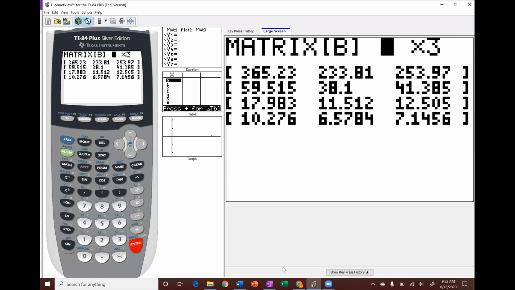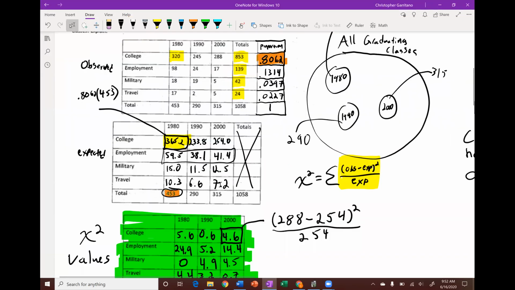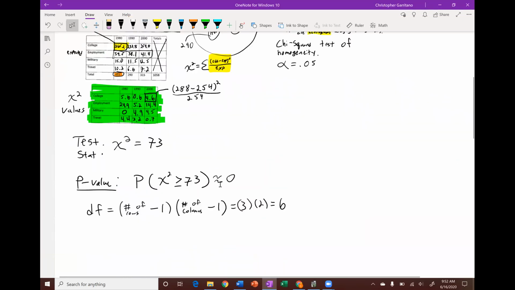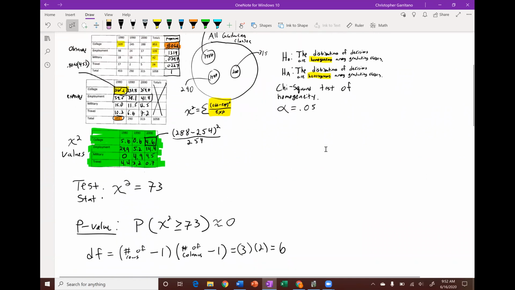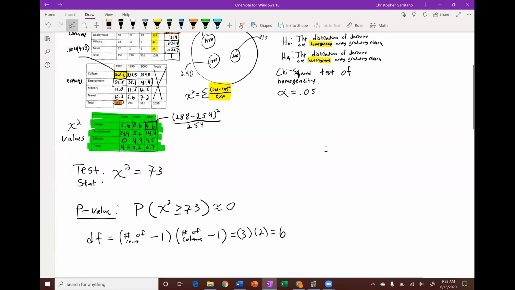So there you have it, ladies and gentlemen. That is the chi-squared test of homogeneity. In this case, we end up rejecting the null hypothesis. We have evidence to support the claim that the distributions of decisions are heterogeneous among graduating classes. In other words, things have changed. As decades go on, the decision-making process after high school changes. And that's something that makes sense from decade to decade. As the world changes, decisions change.